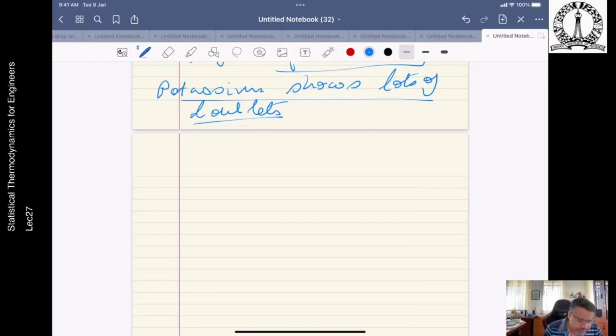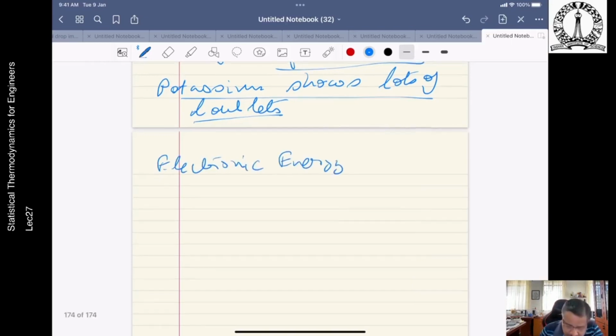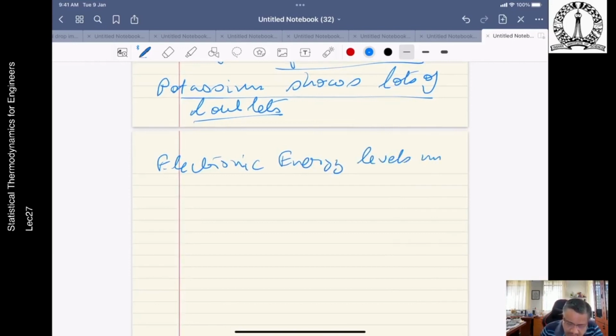Next, we look at the electronic energy levels and degeneracies for diatomic molecules.